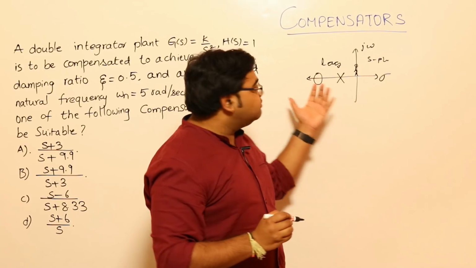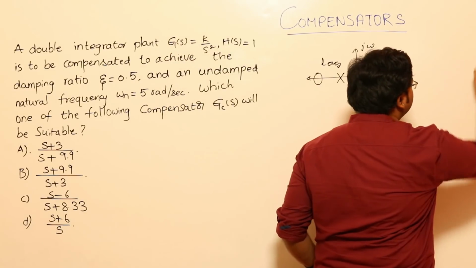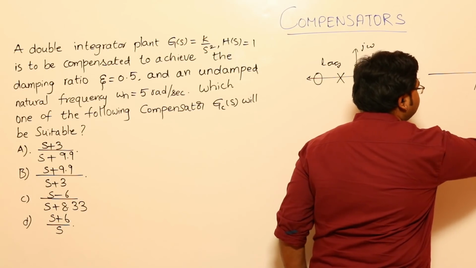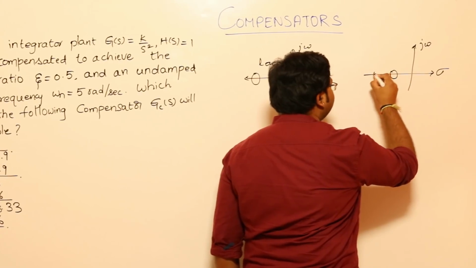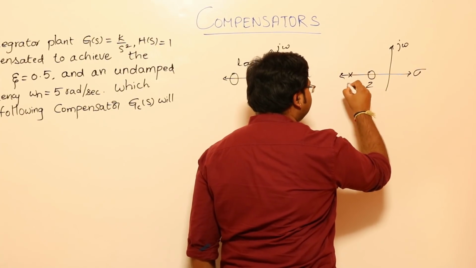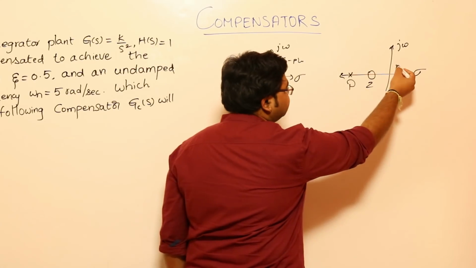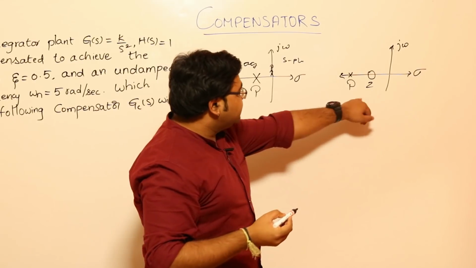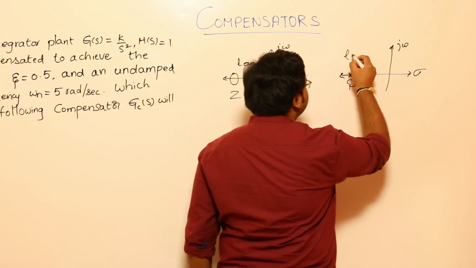What will be my lead compensator? Exactly opposite of this. So I will just write that down over here. Once again, this is my sigma, this is my j omega. All right. So I have it like this. Once again, here my 0 is there. This is my pole. Here my pole is there over here. This is my 0. And again, I'm standing over here. Here you see what is happening. My 0 is coming first. So this is my lead compensator.